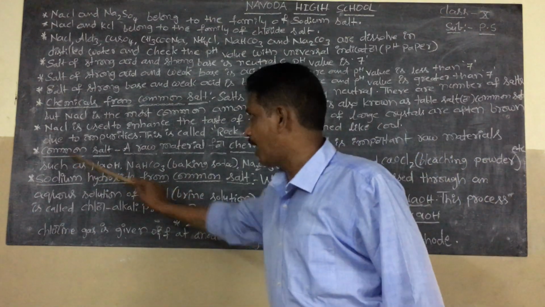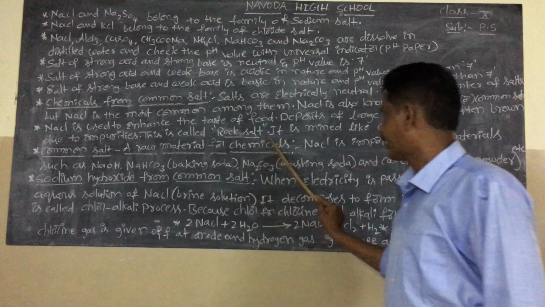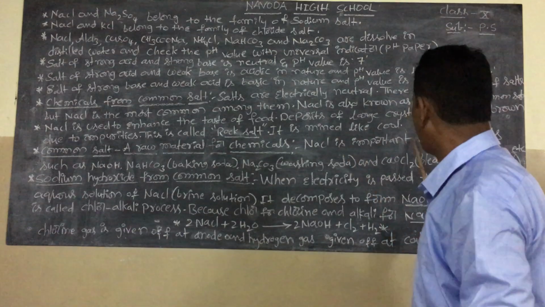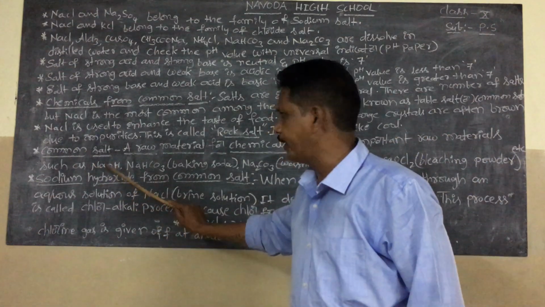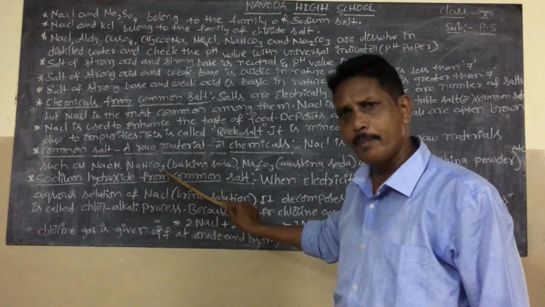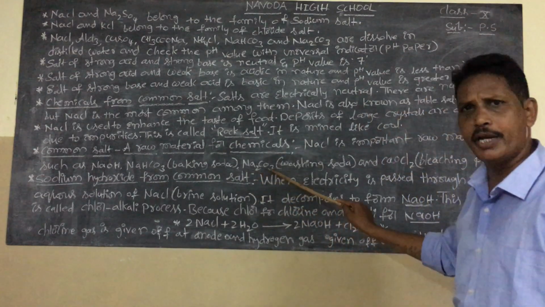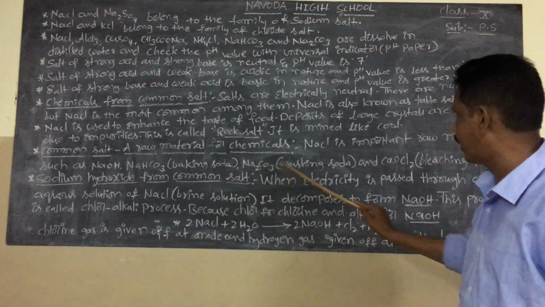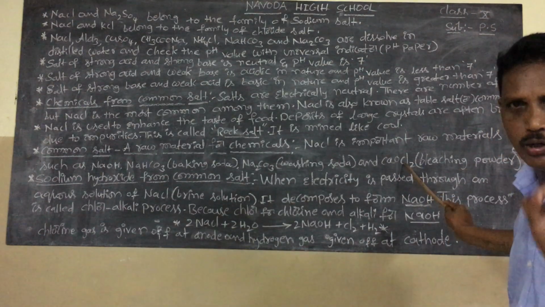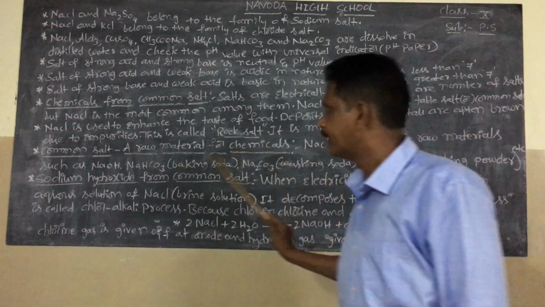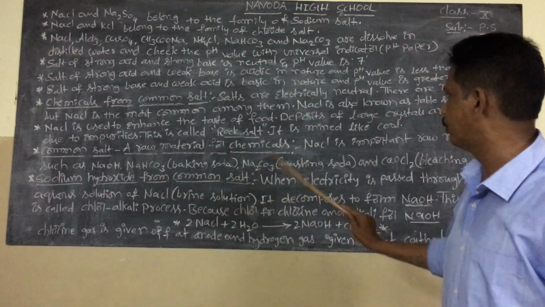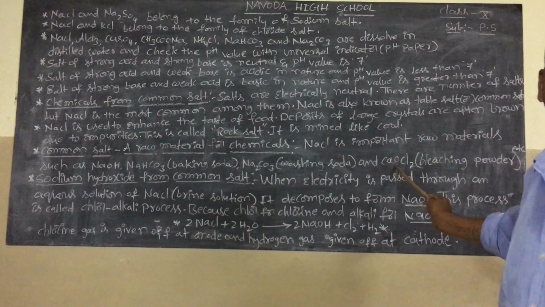Okay. Next one, common salt: a raw material for chemicals. Common salt is NaCl. NaCl is an important raw material for chemicals such as NaOH, sodium hydroxide, NaHCO3, sodium hydrogen carbonate or baking soda, Na2CO3, sodium carbonate or washing soda, and CaOCl2, bleaching powder. The formula of bleaching powder is CaOCl2. These are the raw materials from common salt: NaOH, NaHCO3, Na2CO3 and CaOCl2.